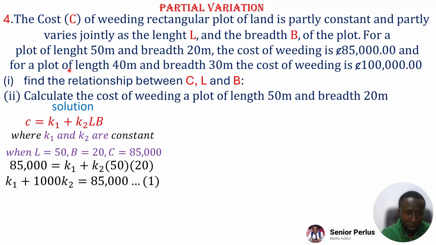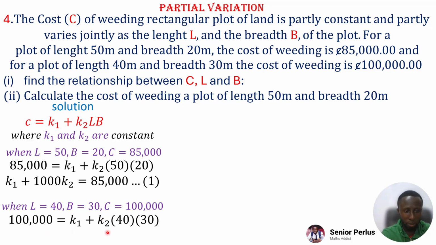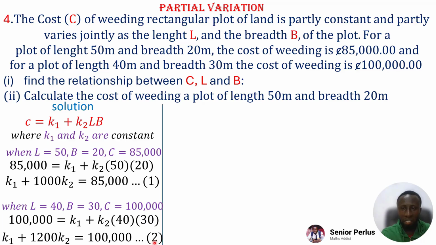And for a plot of length 40 meters, the breadth is 30 meters, and the cost is 100,000 Ghana cedi for reading. So you're given L is 40, B is 30, and C is 100,000 Ghana cedi. So just substitute this into the equation. Then let's make it nice, and this will be our equation 2. So we solve this simultaneously.